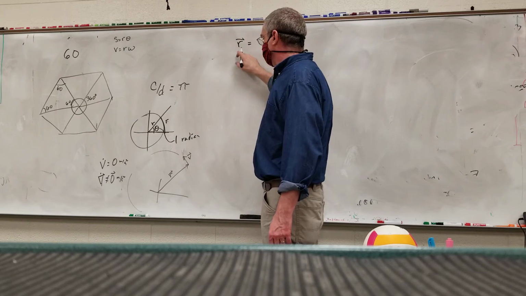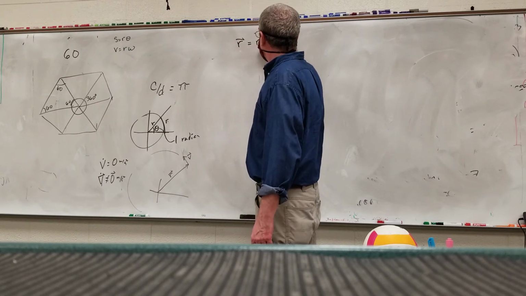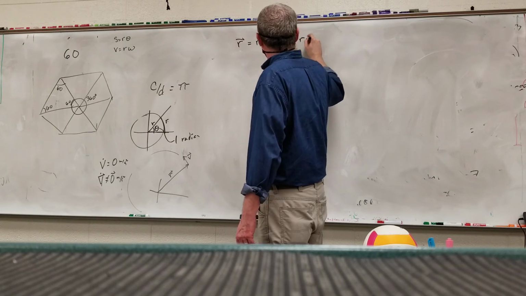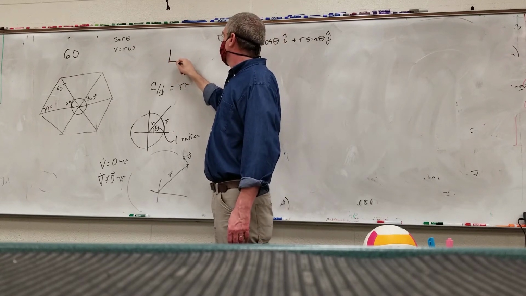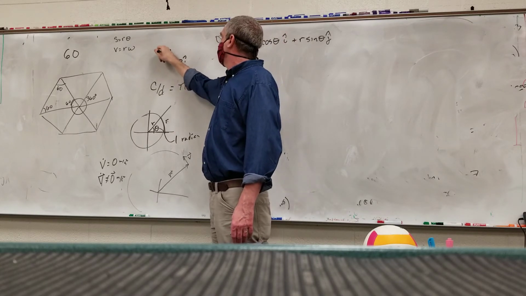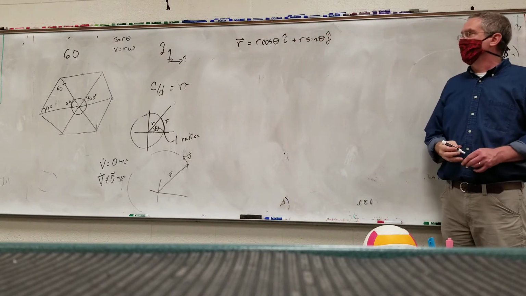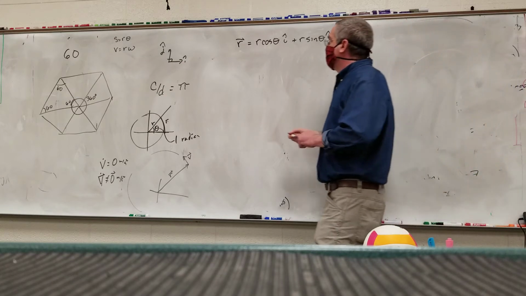So my position at time t is equal to my radius times the cosine of theta, i hat, plus r sine theta, j hat, setting up our coordinate system, which I should have done to start with. And to find velocity, we just take the derivative.